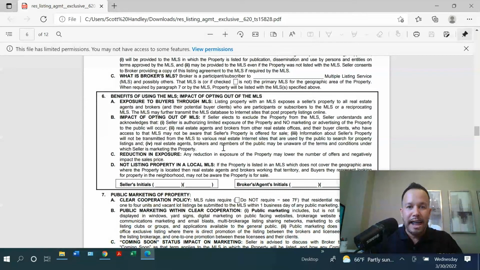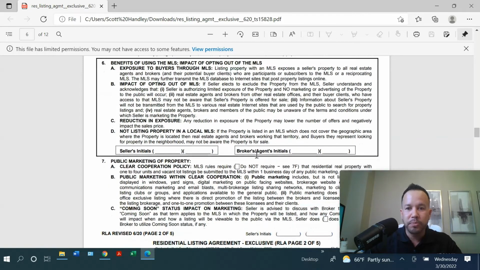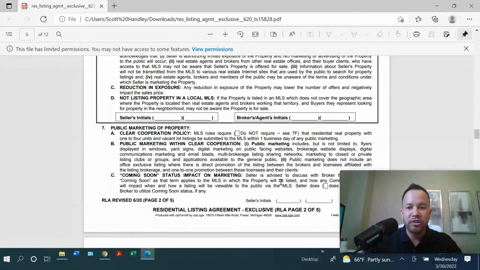Now, in depth about the MLS and the exposure to buyers, when you are on the MLS, it does become public record. People see the pictures, things like that. So we just want to be very, very mindful that once we start marketing the property, it will get out there to the public. And seller needs an initial here. And this says broker agent's initial. This will be the agent's initial. You don't need myself or any of the fellow brokers to sign off on this. You as the agent will initial here. Sellers will initial there as well. And again, seller will initial at the bottom of page 2 here.